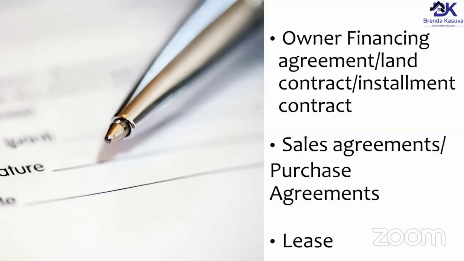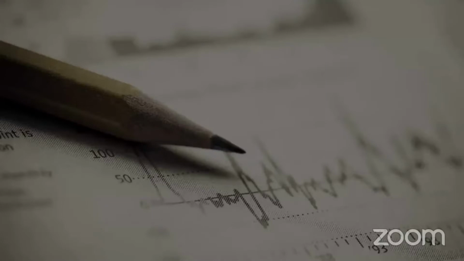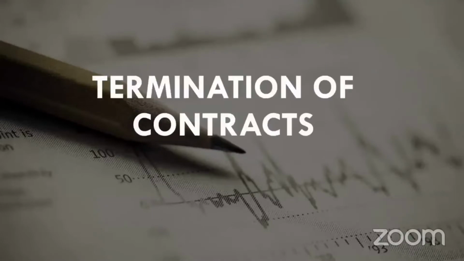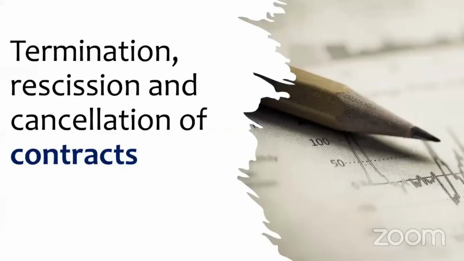With all these types of real estate contracts, they do get to a point where they're going to terminate, where we're going to end that particular contract. So what are the ways we are able to terminate a contract? We're going to go through the conversation of terminating the contract, the definition of rescission, and then what else would make it possible for us to cancel the contract.